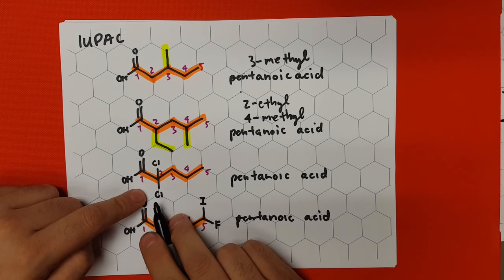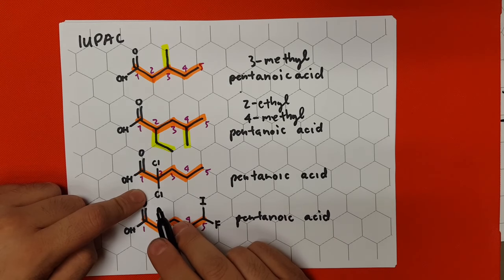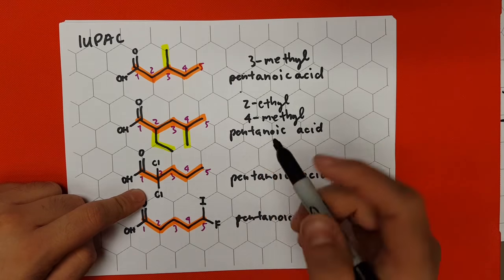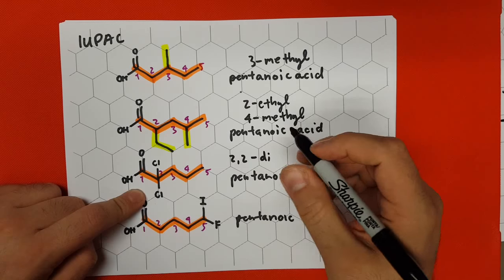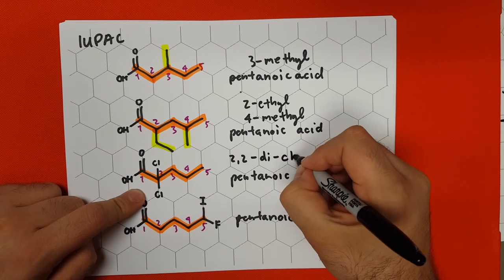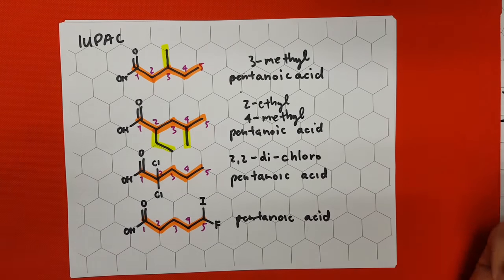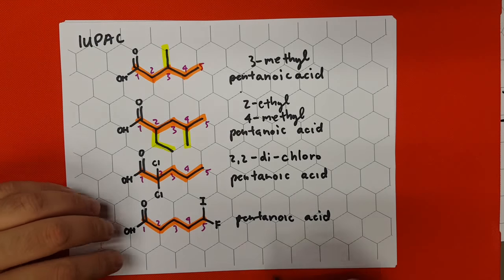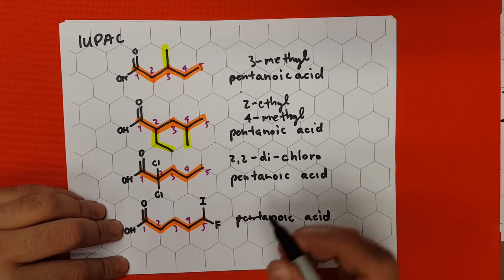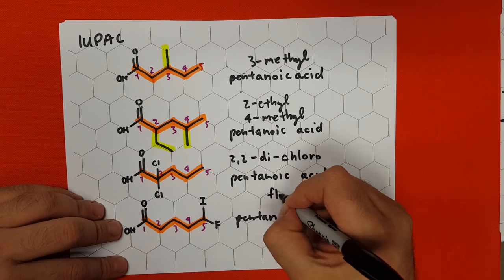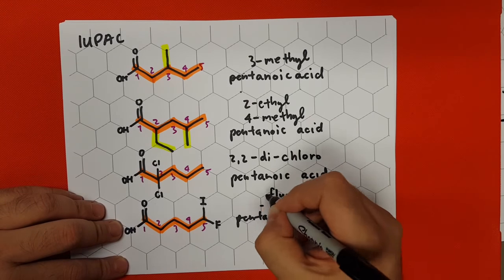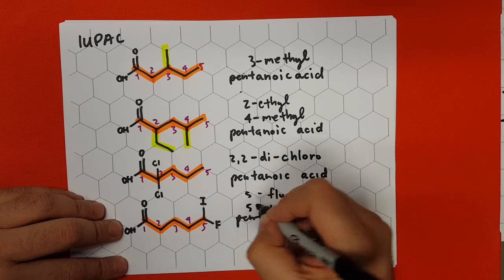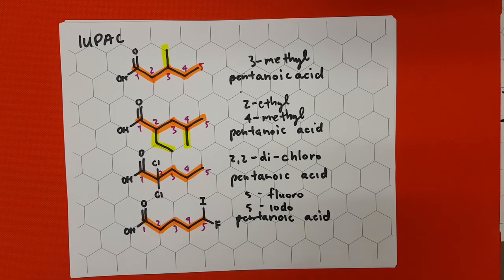Here we have 2 chlorine atoms at carbon number 2. So we need 2 locants for that, and we're going to do 2,2-di to indicate that there's a repeating group, dichloro-pentanoic acid. And last but not least, 1, 2, 3, 4, 5, we have fluoro and iodo at the same position, which is number 5, right? Good. So this is for IUPAC names.